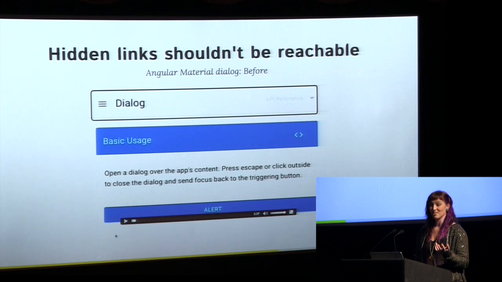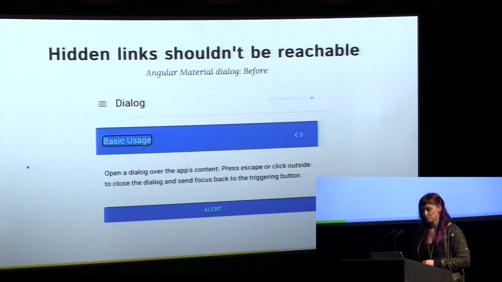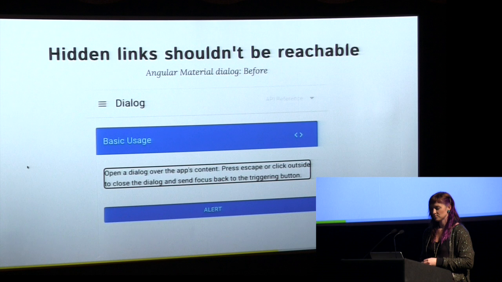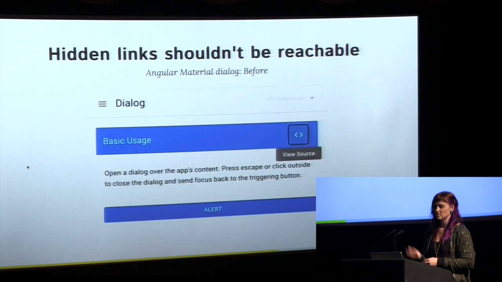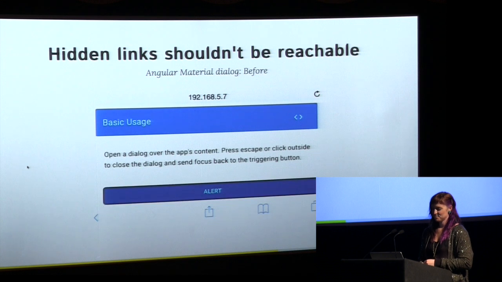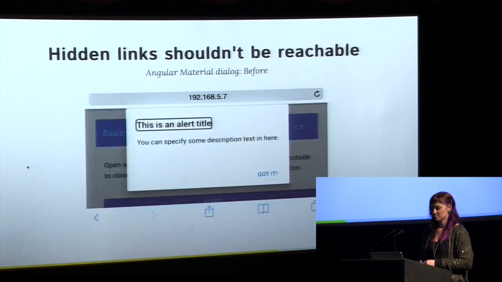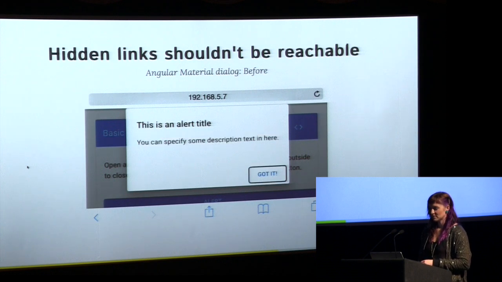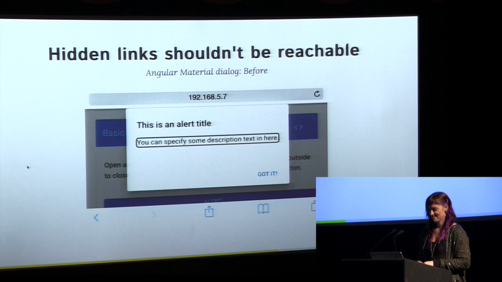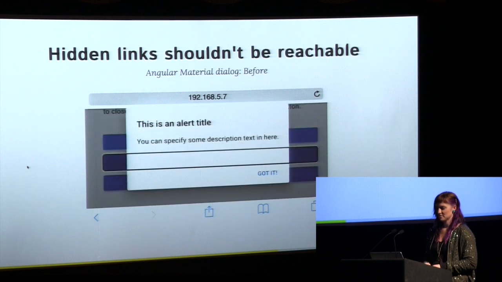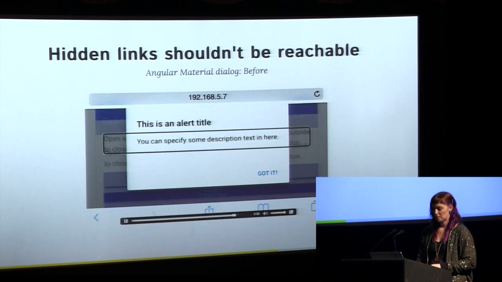Turns out that I hadn't properly hidden everything behind it, so let's see what that looks like. Basic usage. Heading view source. Button, edit on CodePen. Open a dialog over the app's content. Basic usage. View source. Alert. Button. Alert. This is an alert title. Heading. You can specify some description text in here. Got it. Button. That's VoiceOver helping. You can specify some description text. This is an alert title. Main. Custom. Confirm. Alert. Button. Open a dialog over the app. Edit on CodePen.